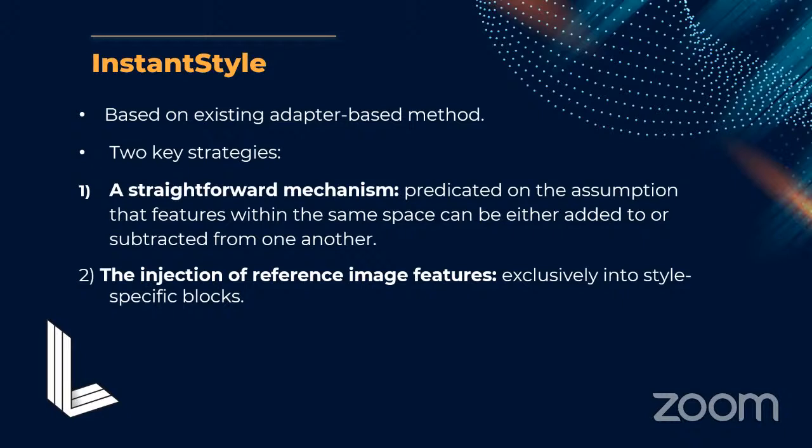To overcome the above challenges, the article introduced a tuning-free mechanism, InstantStyle. This is based on the existing adapter-based method. It has two simple and effective ways to decouple style and content. It helps to achieve better style migration without building a paired dataset. First is a straightforward mechanism that decouples style and content from reference images within the feature space. We assume that features within the same space can be either added to or subtracted from one another.